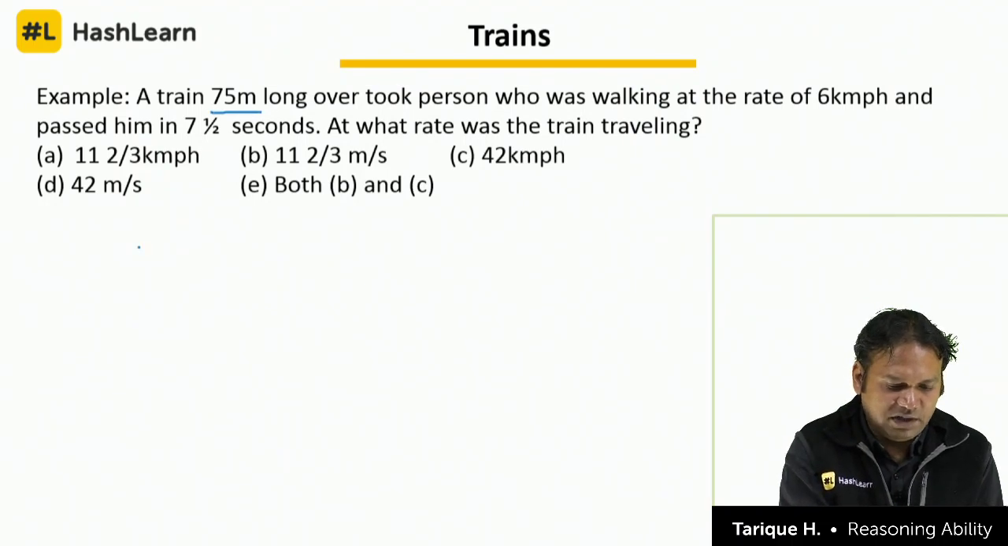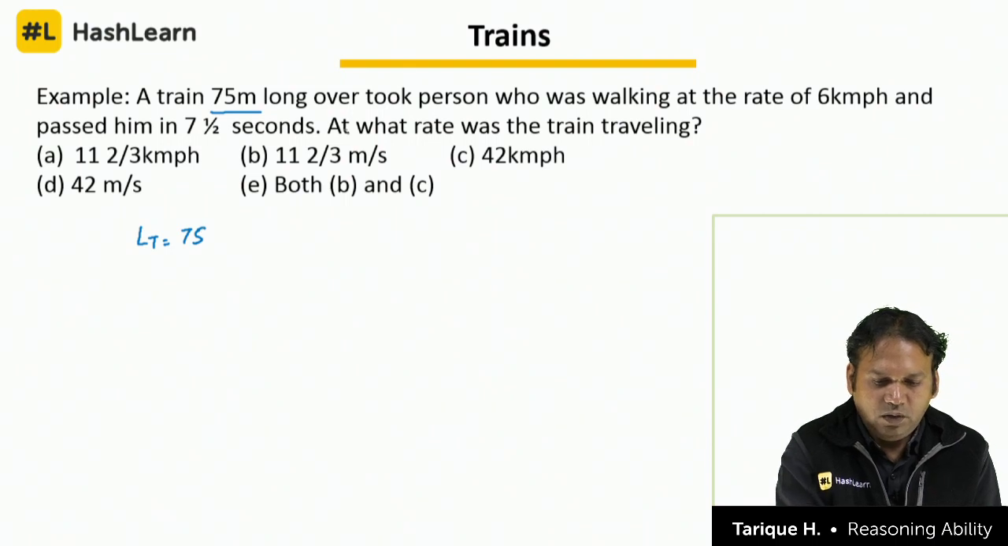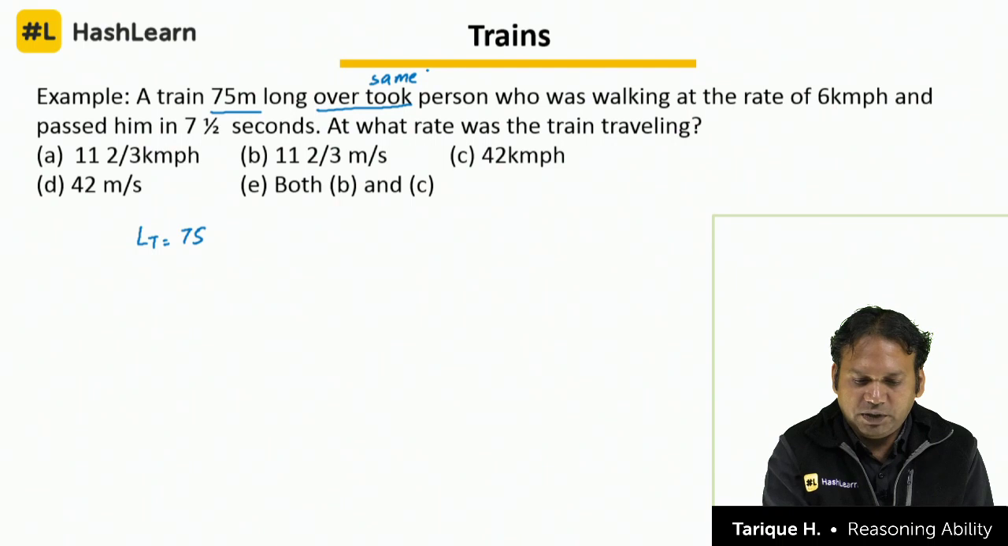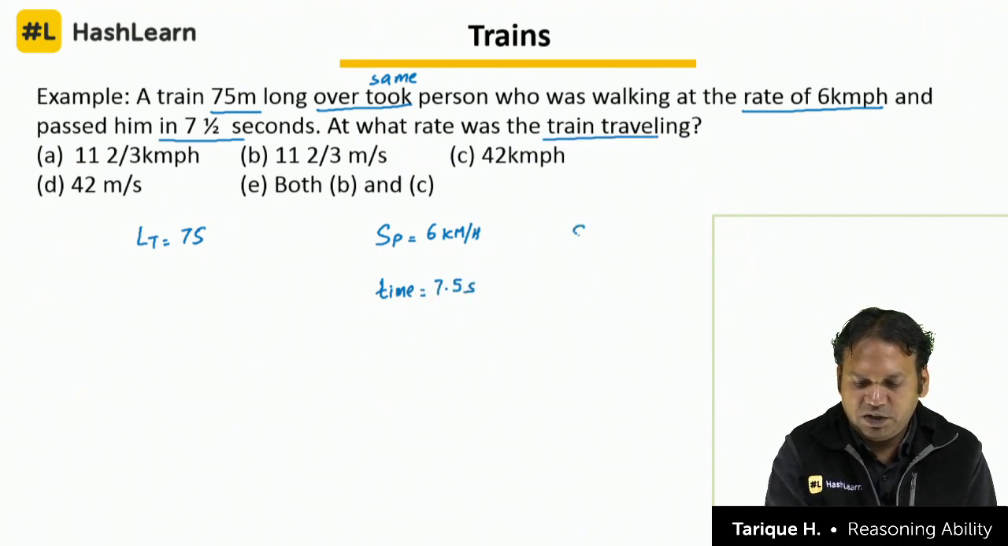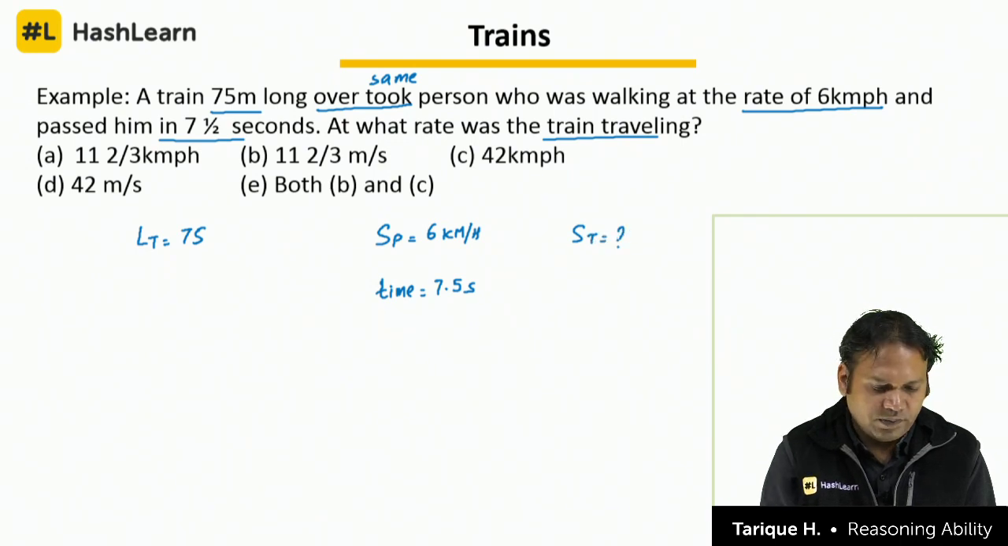A train 75 meters long, length of train 75, overtook means they are moving in the same direction a person who was walking at the rate of 6 kilometers per hour. Speed of person 6 kilometers per hour. Time is 7.5 seconds. What is the speed of train? Speed of train we have to find out.